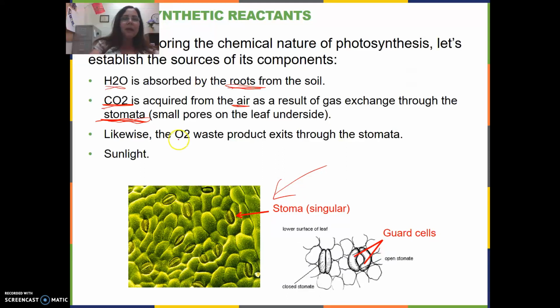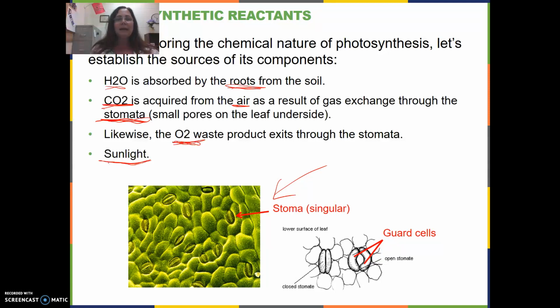So another thing is the waste products. Oxygen is a waste product and it exits through the stomata, and sunlight, of course, is captured by the pigment chlorophyll, which is found in the chloroplast of the plant cells. The leaves are the primary organ of the plant that absorb sunlight and carry out photosynthesis. But sometimes it can occur in the stem as well. Some plants have green stems.